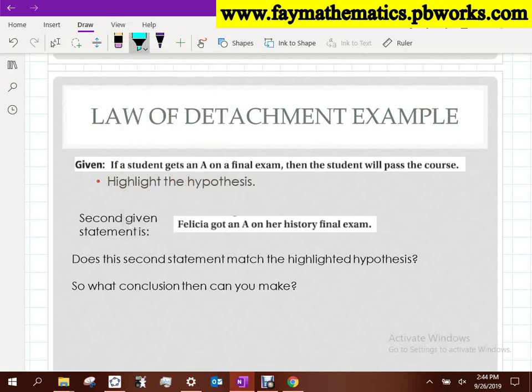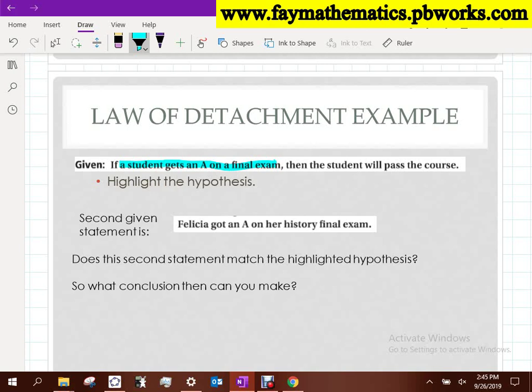So what we do is we highlight our hypothesis. That's our hypothesis. Okay? We want to see if our second statement that's given below matches that. Okay? Now, it doesn't have to be verbatim. Do you guys know what verbatim means? Like word for word. Okay? Like a cut and paste type thing. It doesn't have to be that way. Okay? But it has to be idea for idea.